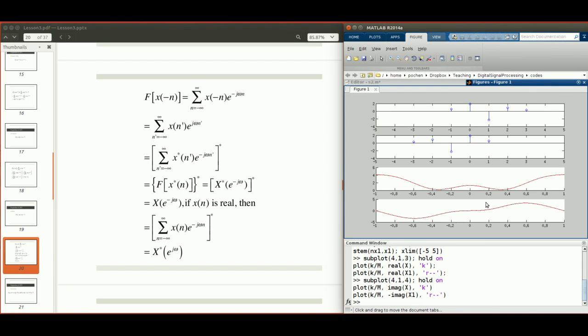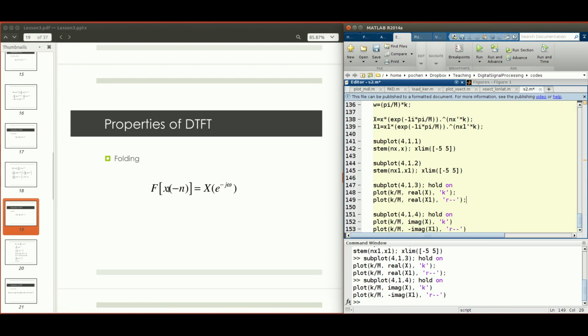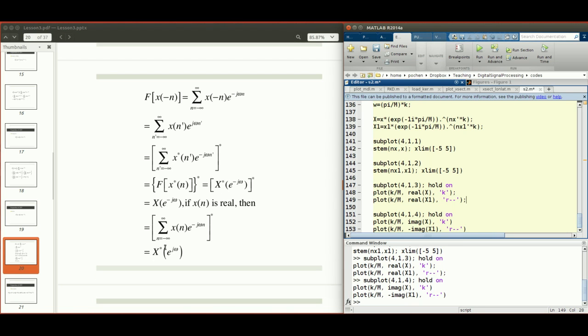And the imaginary part is indeed identical. There's no difference. You can also see it's anti-symmetric, because zero frequency is right in the middle. So that's folding, right? If you fold a real signal in the time domain, what you get is a conjugation in the frequency domain. So folding in the time domain is equivalent to conjugation in the frequency domain for real signals.